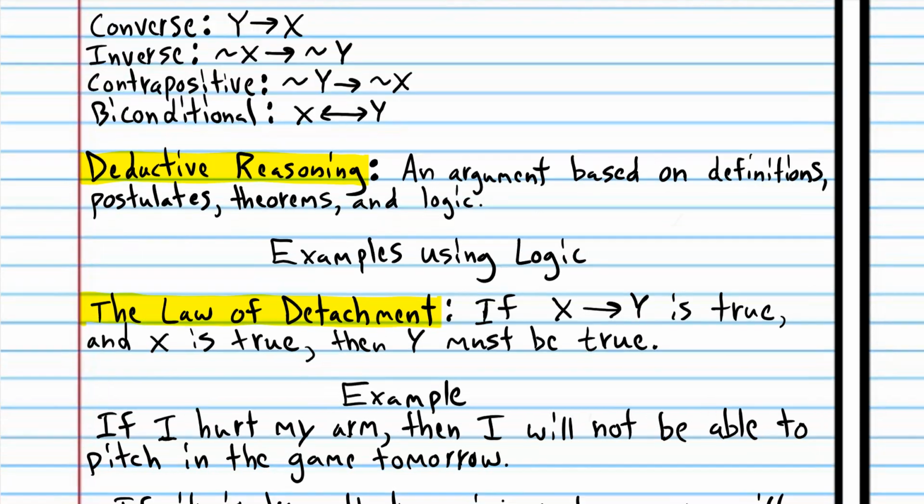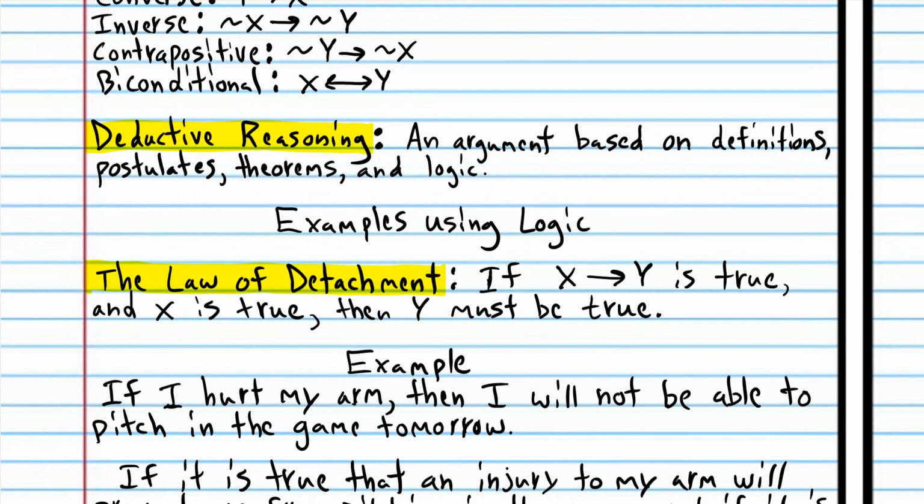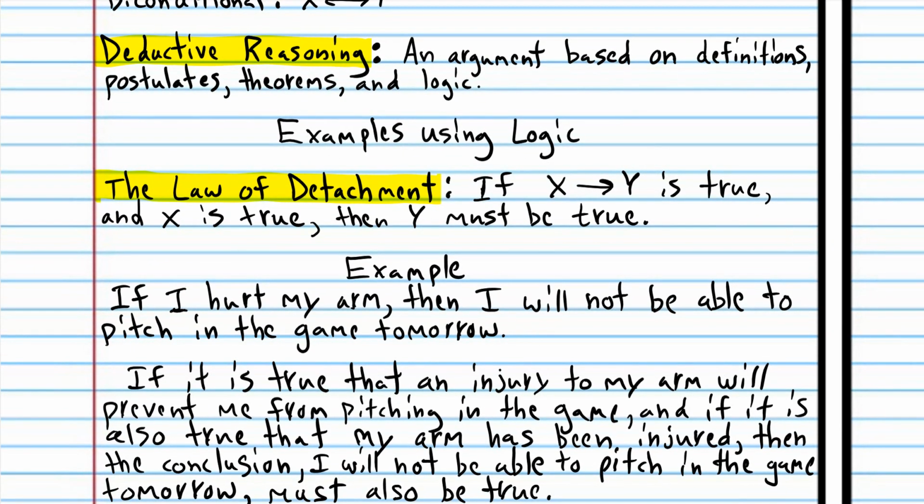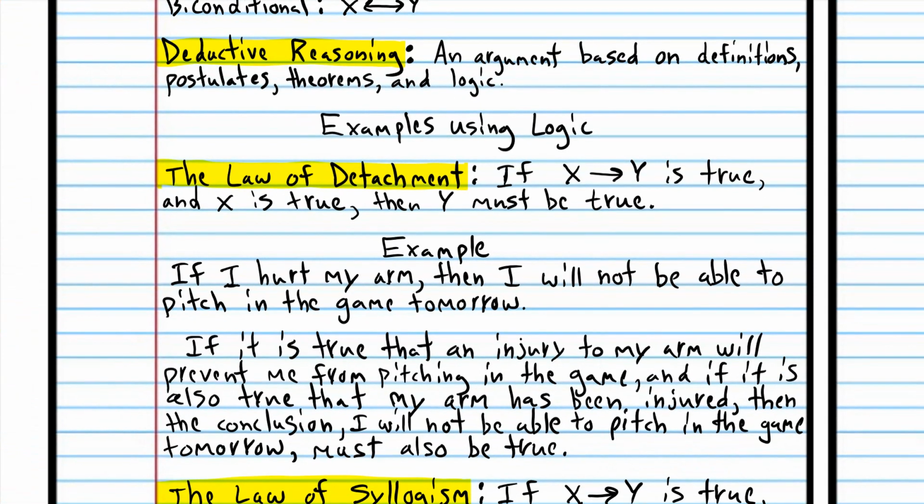So we're going to start out with some examples of deductive reasoning just using basic logic. We're going to get to theorems and postulates and definitions later on. For now, we're just going to use some examples with logic and give them names. So the first thing we're going to do is the law of detachment. If x then y is true, and x is true, then y must be true also. So let me give you an example of that. It sounds kind of complicated.